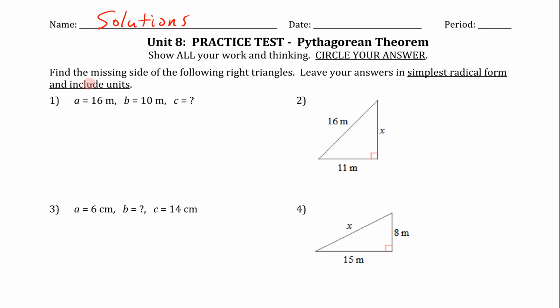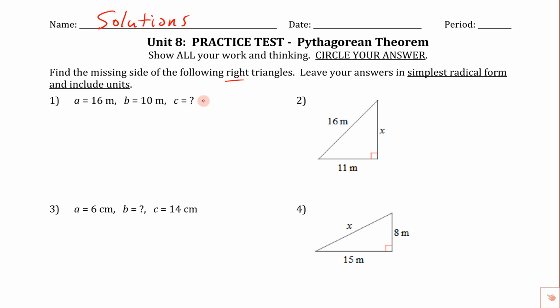So the instructions on this part say find the missing side of the following right triangles. It does say they're right triangles, so that's good to know. Leave your answer in simplest radical form and include units. So no decimals on this unless they tell us that we're going to write it in decimals. So notice what we've got here. We've got an A, a B, and we're missing a C, so we're missing the hypotenuse.